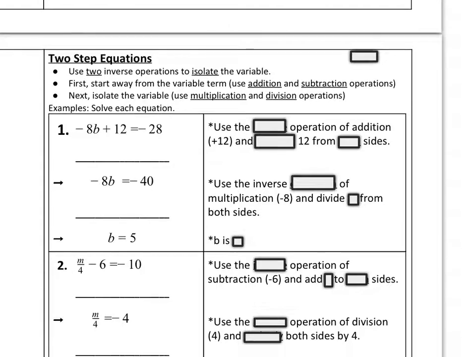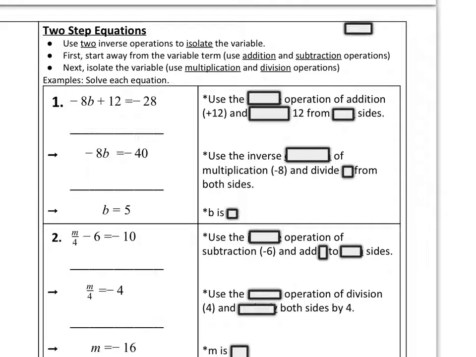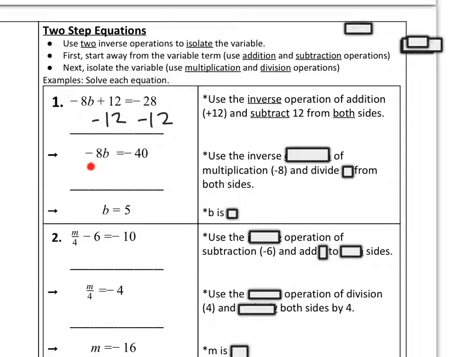We're going to walk through a couple examples over here. First, we've got negative 8b plus 12 equals negative 28. We want to get rid of this plus 12 first. Use the inverse operation of addition for the plus 12 and subtract, because those are opposites, 12 from both sides of the equation. So we'll do a minus 12 here and a minus 12 here. Doing that, these 12's will cancel. We'll get negative 8b equals negative 28 minus 12 is negative 40.